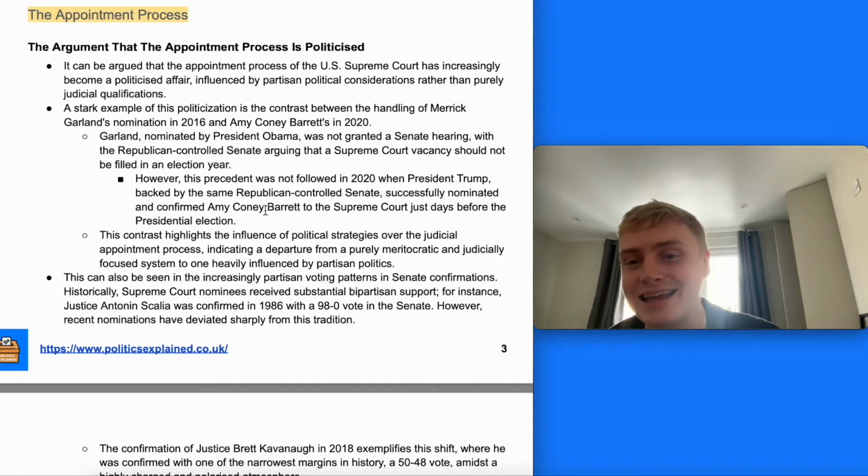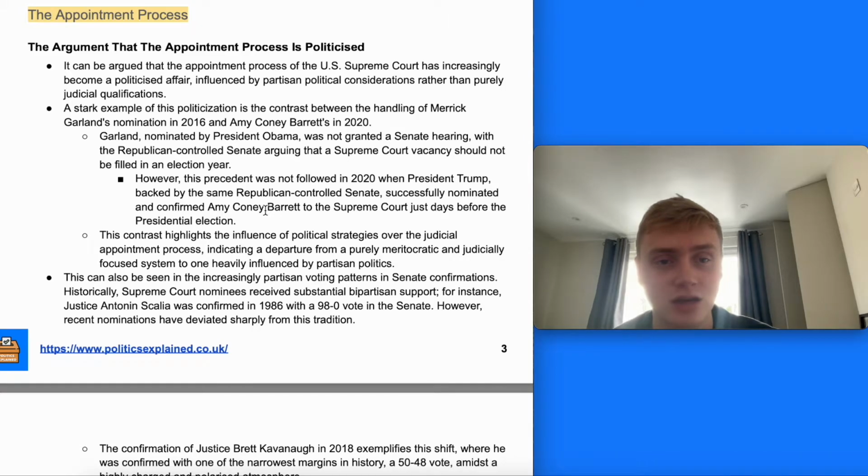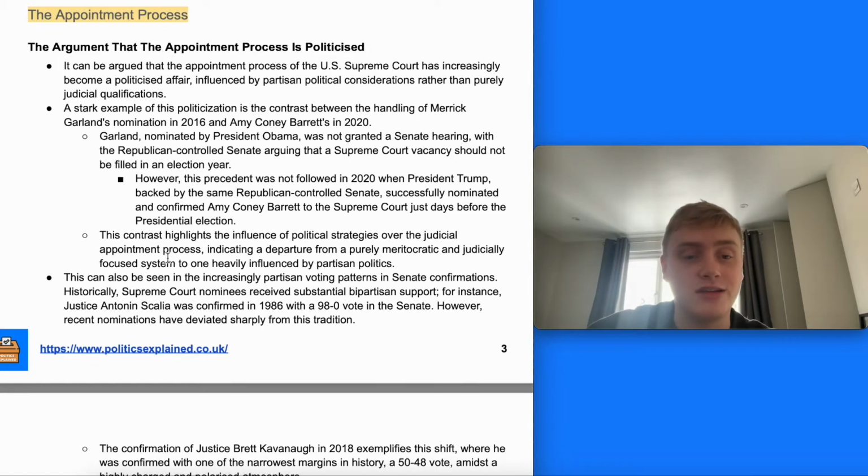And that was obviously clearly in the Republican Senate's interest and the Republican Party's interest, and it was clearly motivated by political motives. This precedent wasn't followed by the same or very similar Republican Senate in 2020, when Trump successfully nominated and confirmed Amy Coney Barrett to the Supreme Court just days before the presidential election. So this highlights the influence of political strategies over the judicial appointment process, indicating a departure from a purely meritocratic and judicially focused system to one heavily influenced by partisan politics.